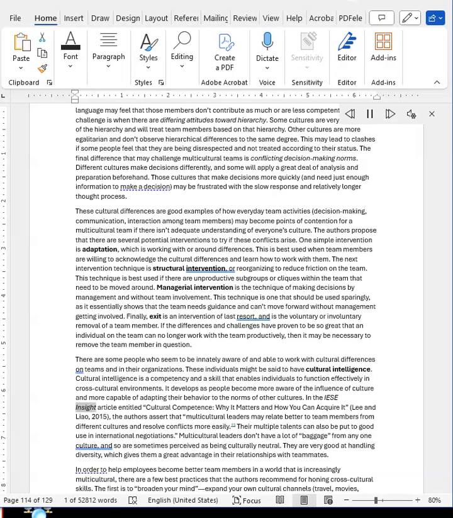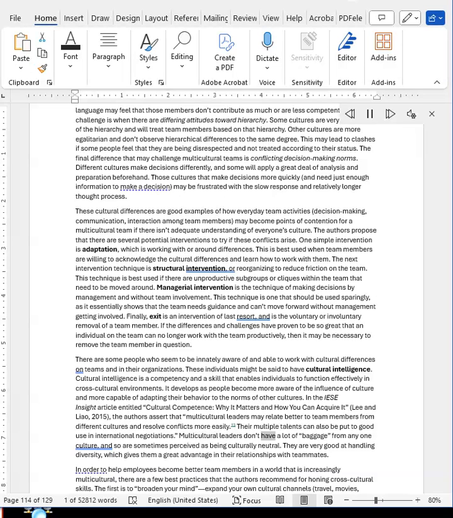In the IEC Insight article entitled Cultural Competence, Why It Matters and How You Can Acquire It, Li and Liao, 2015, the authors assert that multicultural leaders may relate better to team members from different cultures and resolve conflicts more easily. Their multiple talents can also be put to good use in international negotiations.